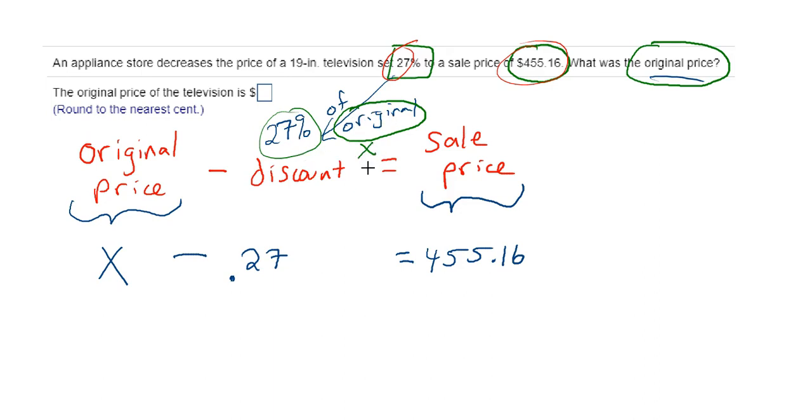To take 27% of X, you simply multiply those two things together: 0.27 times the original price, which is X. So we slowly translate these words into an algebraic equation. We have the words connected together mathematically, so the equation's kind of already there, right? We already have an equation here.